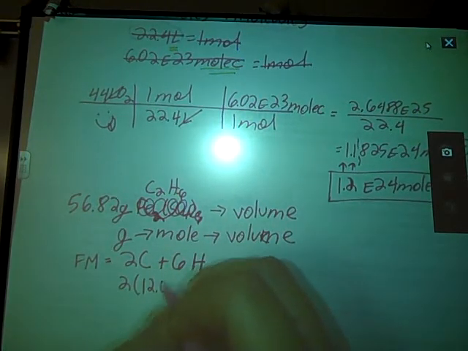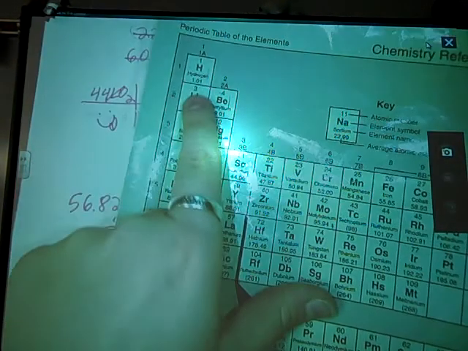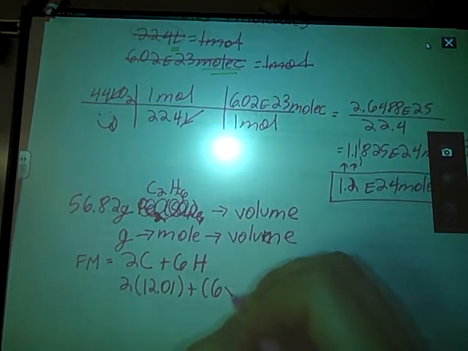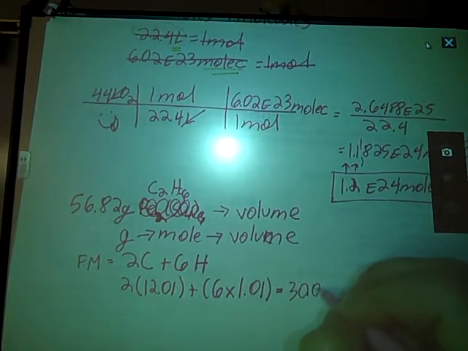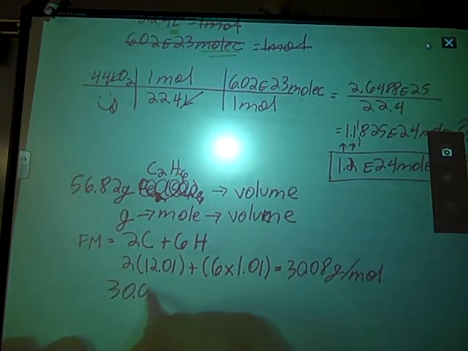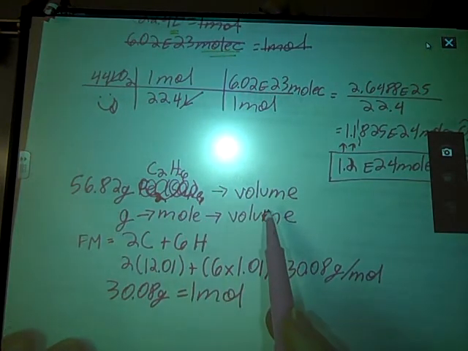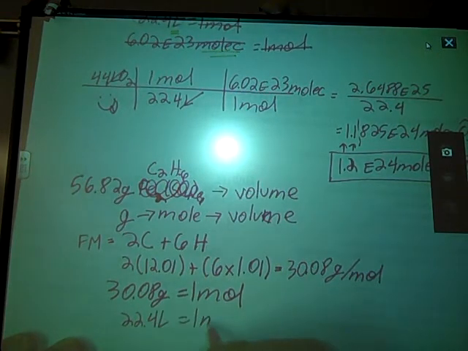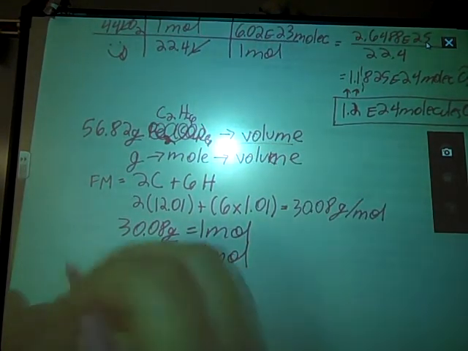So that's 2 times the 12.01 of carbon, and again, that is coming from the periodic table. There it is, right there. Hydrogen, 1.01. I'm not going to do that in my head. Calculator away. 6 times 1.01. 30.08 grams per 1 mole of dicarbon hexahydride. If you don't like that version, write it out as the conversion factor. That gets me from grams to moles. Now I need from moles to volume. It is still 22.4 liters equal 1 mole. That is true for any gas. Starting unit present, ending unit present, we're good to go.